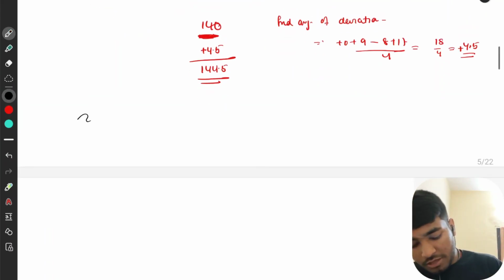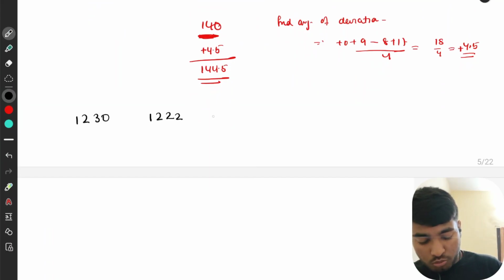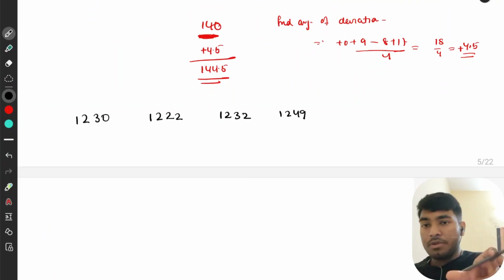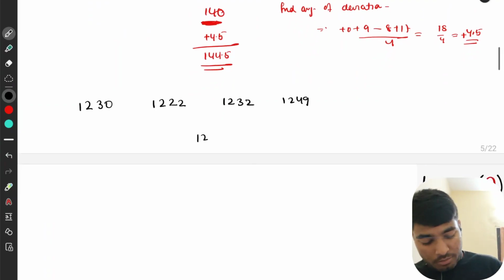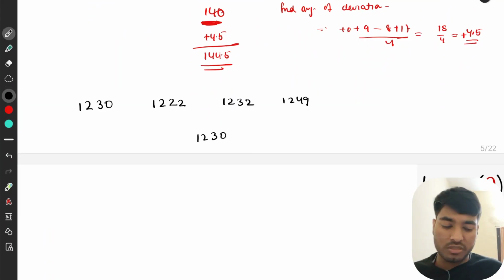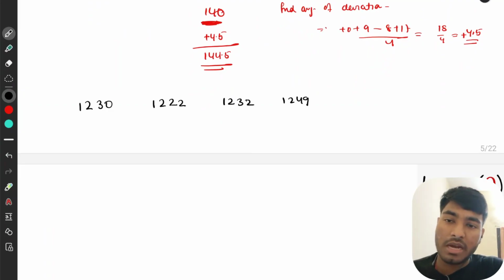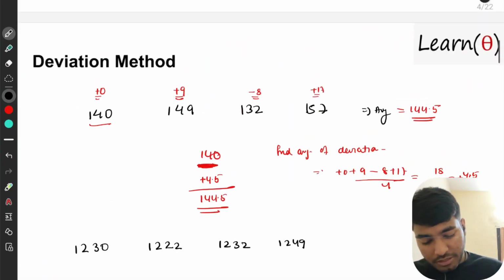Say you are given 1234, another number 1222, another 1230, and let us say 1249. If I give you these 4 values, find the average of this. This will take a bit of time, because after addition you have to divide also. So instead, I can take a number which is in this region. I can take the number 1230 and compare all of this with that. I can also take 1235, 1240, whatever I wish, and you have to calculate everything with respect to that. Will that be easy for you? Definitely it will be easy. So this deviation method is good for us.